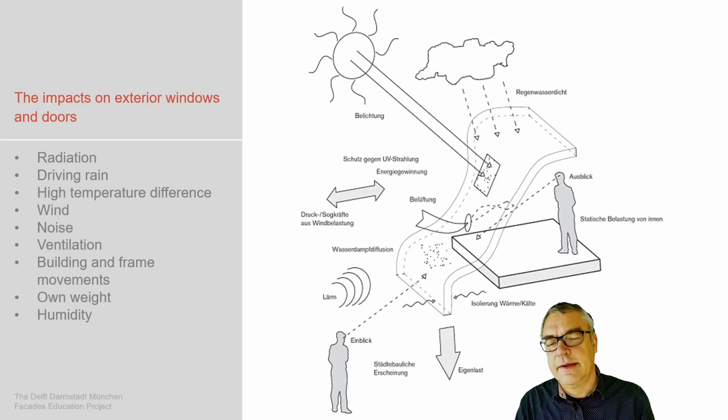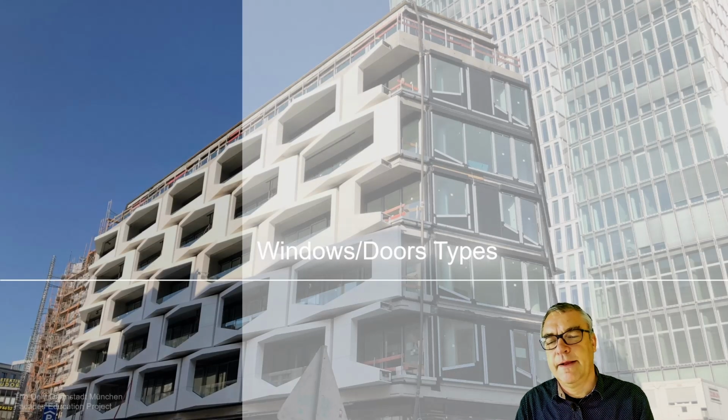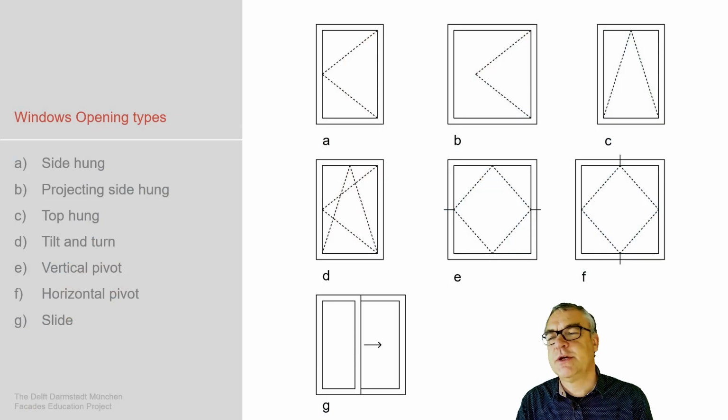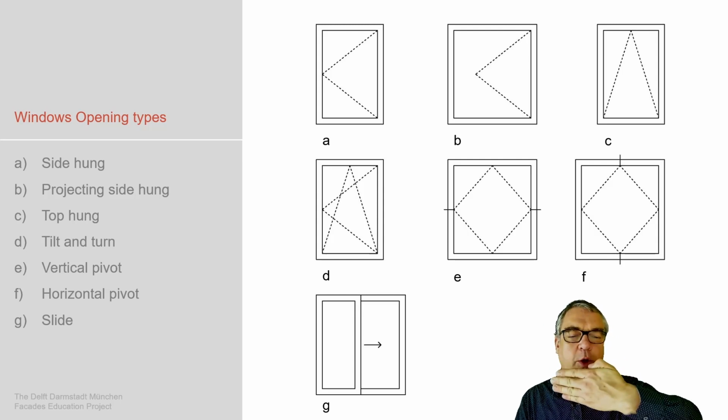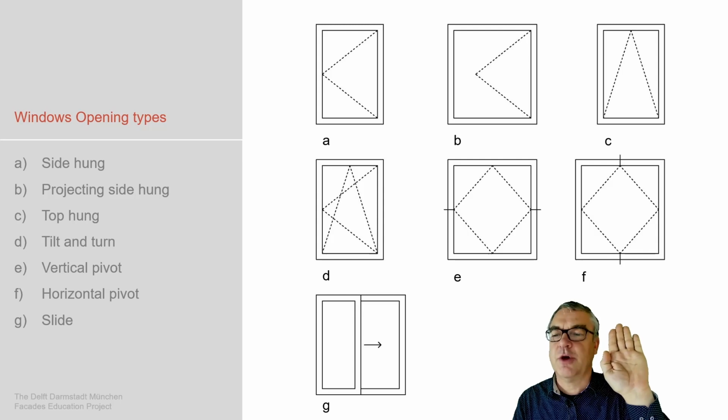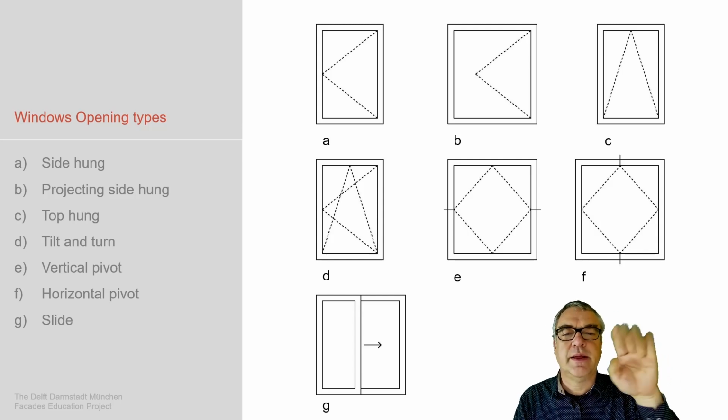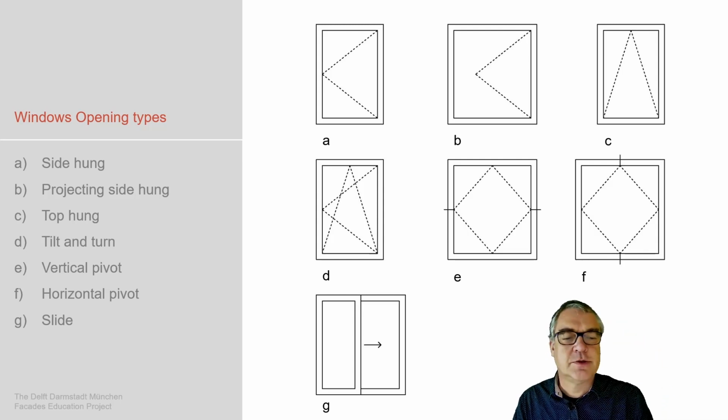The window and door types which we know: the typical window which opens sideways, the side hung, or which tilts, top hung, or which tilts and turns, the very European window, which normally opens so that you have access, but you also can tilt it to have ventilation access. Vertical pivot, horizontal pivot, so an entirely tilting thing, and then the sliding window, horizontal or vertical, as a system.